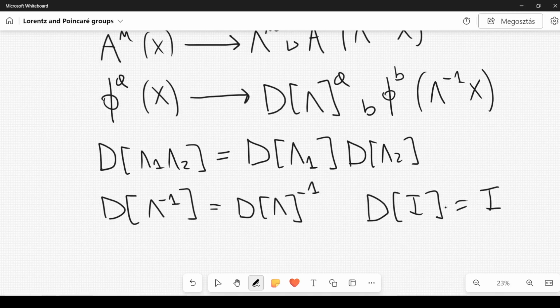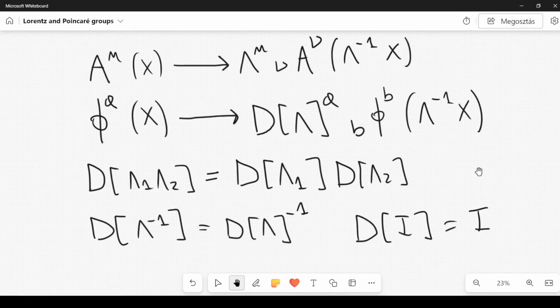So these are just some simple properties, but they are still abstract, because if you have never encountered this kind of transformation, you might have some doubts regarding what this object might be.